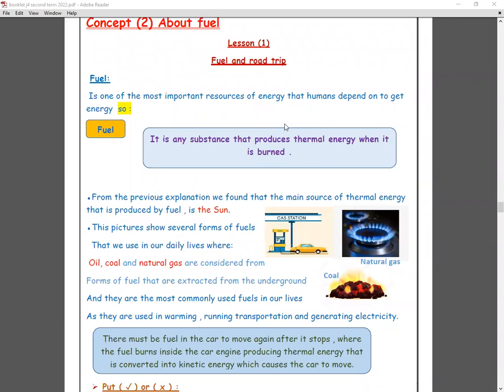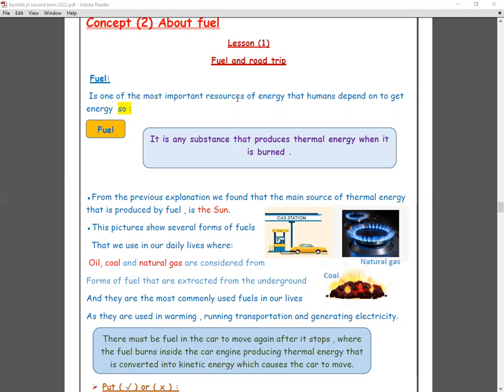Now let's start with concept 2. Concept 2 is talking about fuel. We studied fuel two times before. The first time, when we needed to power the car, we needed fuel to operate or turn on or switch on the car. And also we studied before that we would use coal, one of the types of fuel, to generate electricity or to produce electric energy.